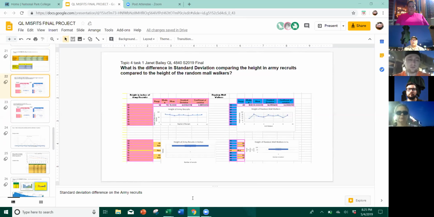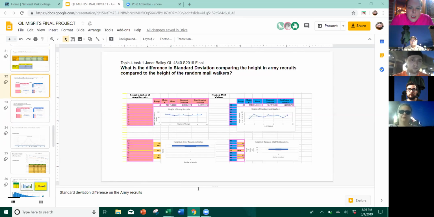This one goes to Miss Bailey. What is the difference in standard deviation comparing the height of Army recruits to the height of random mall walkers? Well, thanks, Tinny. If you look at the standard deviation of the height of Army recruits, it is about 4.03, compared to the random mall walkers, whose standard deviation is 14.07. When I made these charts in Excel, you can see that there is a huge variation in the standard deviation between the two.